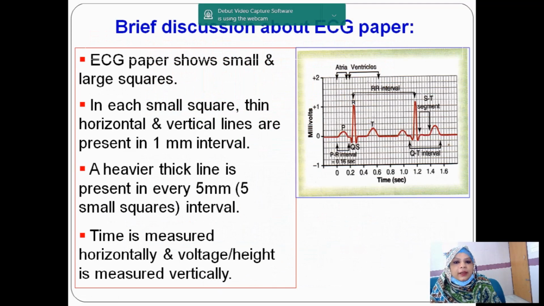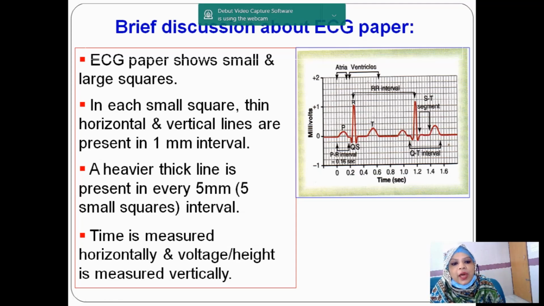Now, a brief discussion about the ECG paper. This is one ECG paper. On the x-axis, the ECG paper shows small and large squares. Five small squares make one large square.